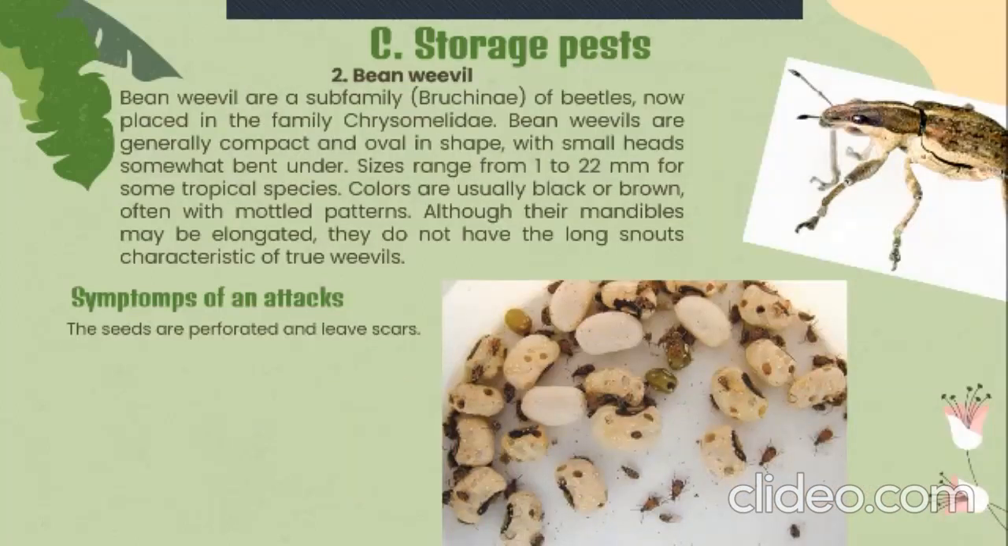Bean weevils are a subfamily of beetles, or Bruchinae, now placed in the family Chrysomelidae. Bean weevils are generally compact and oval in shape with small heads somewhat bent under. Size ranges from 1 to 22 millimeters for some tropical species. Colors are usually black or brown, often with mottled patterns. Although their mandibles may be elongate, they do not have the long snouts characteristic of true weevils.